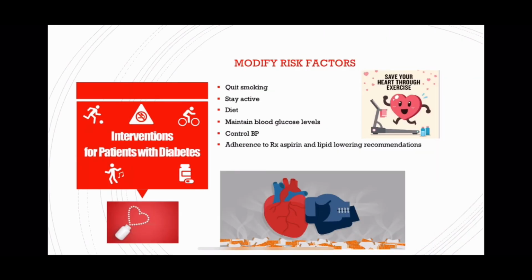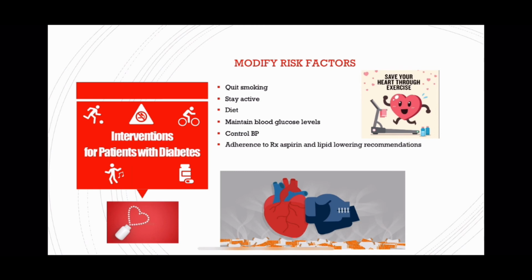Some interventions that we want to provide for our patients with diabetes would be to quit smoking. That's one of the big modifiable risk factors there. Staying active, so exercise doesn't have to be boring. Make it fun. An example is when I exercise, I usually listen to my music. It keeps my mind off the fact that I'm actually exercising and makes it a little bit more entertaining. Diet, make sure that we're eating a good, healthy diet.